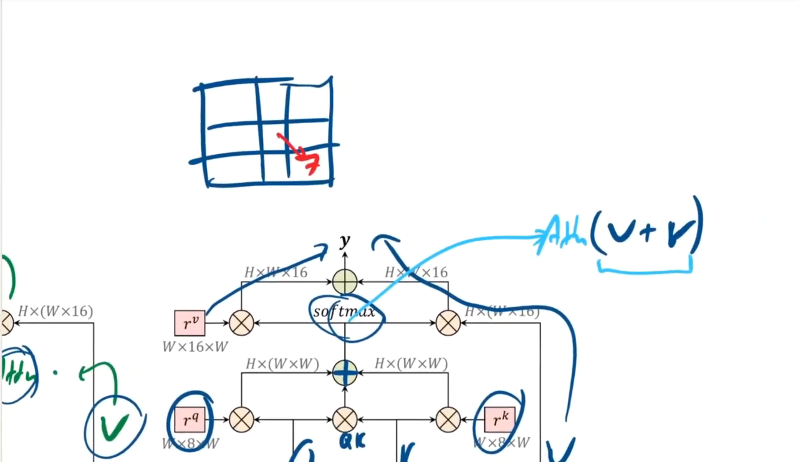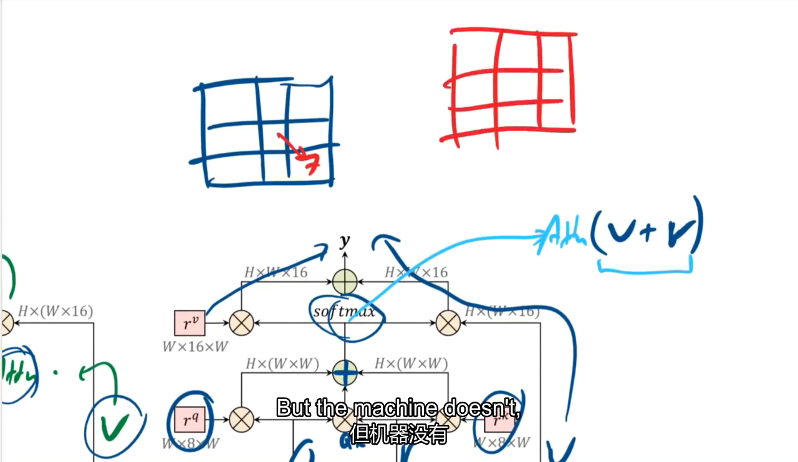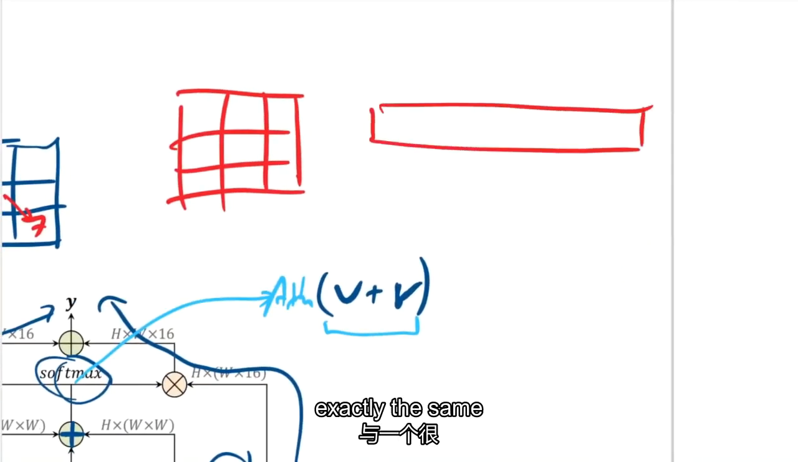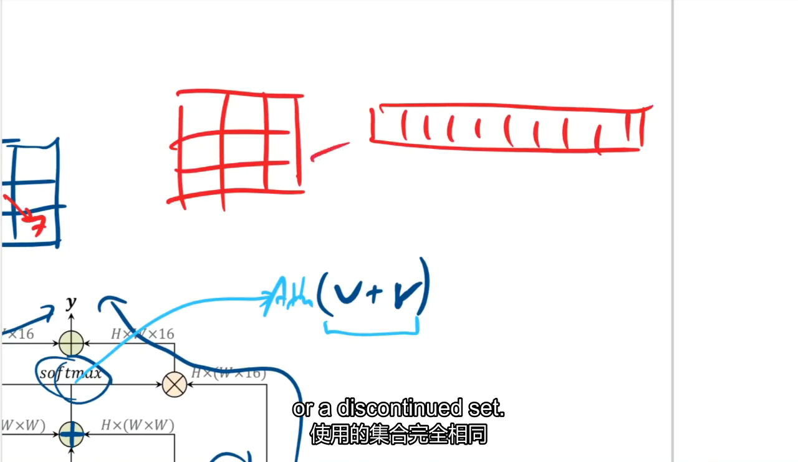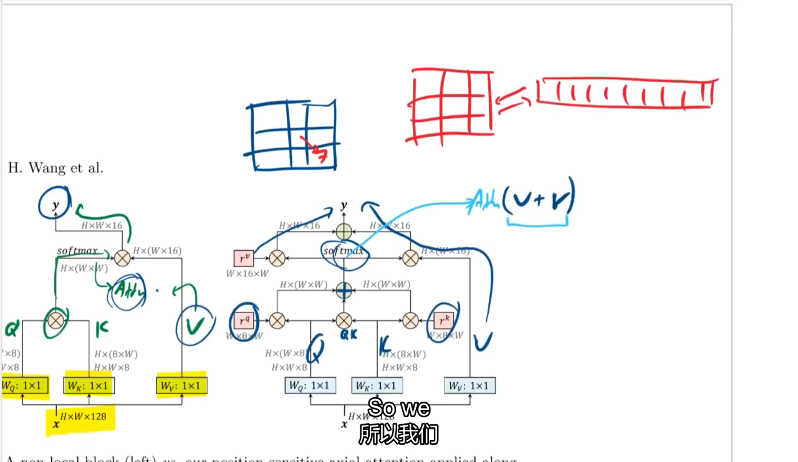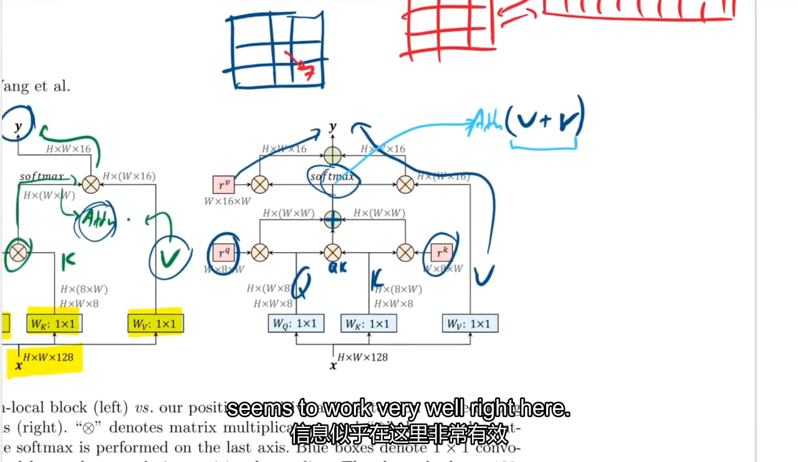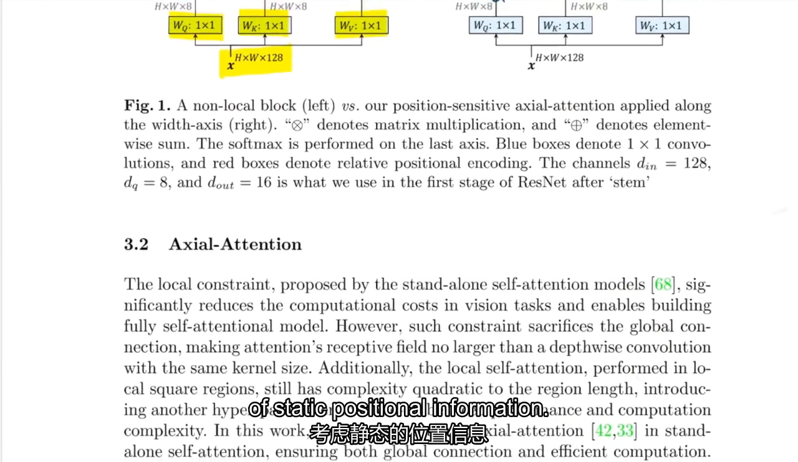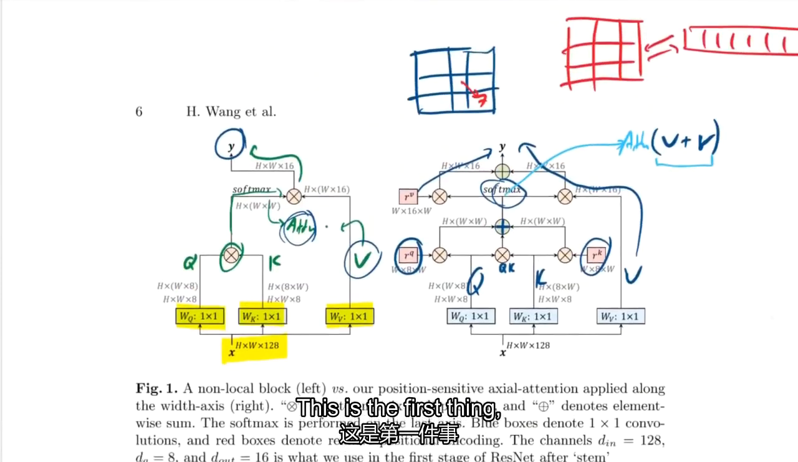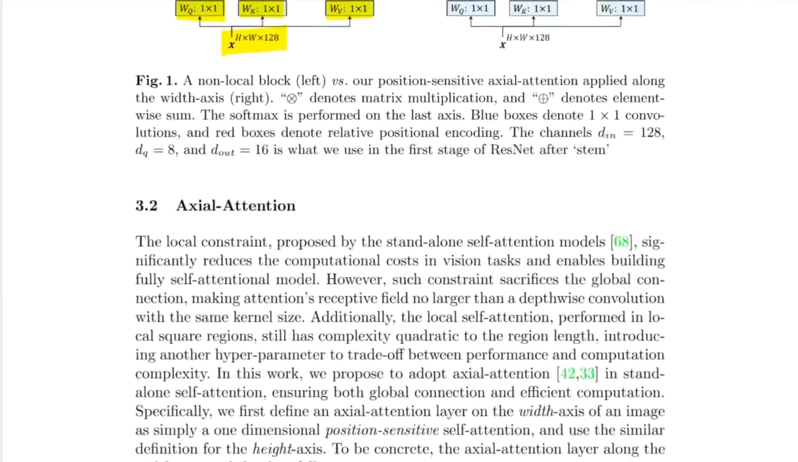Here, if you just do attention, we as humans see it in this kind of grid form, but the machine doesn't. The machine simply sees a set of pixels. To the attention mechanism, this is exactly the same as a long list of pixels or a discontinued set. It doesn't matter to the machine. So it's like the problems a feed-forward network has. So we need to annotate it. We have to give it positional information, and learned positional information seems to work very well right here, though you could think of static positional information. Okay, this is the first thing, the positional embeddings that now help the attention mechanism see where the information is coming from. That's really important in pictures, so we add that.